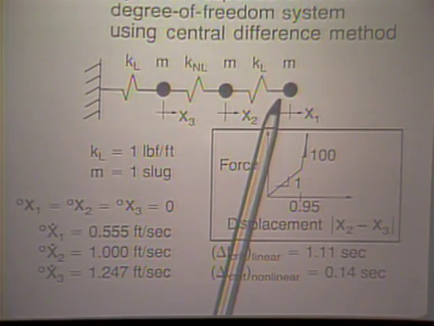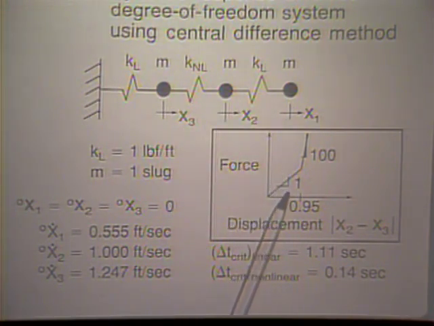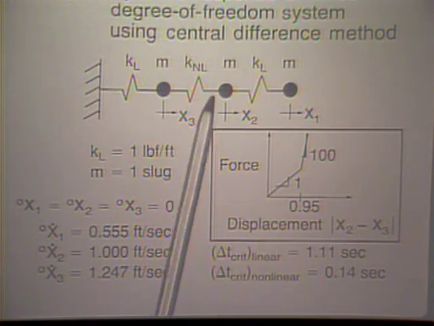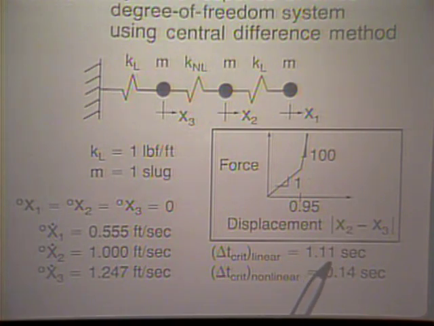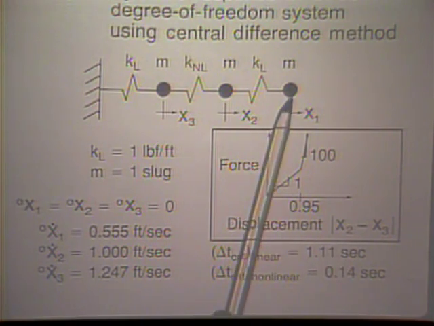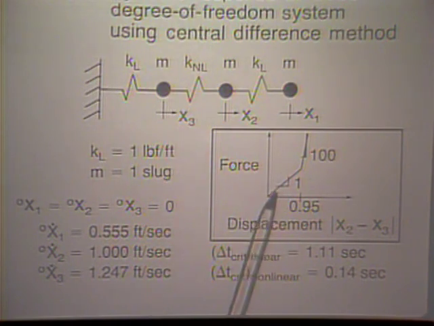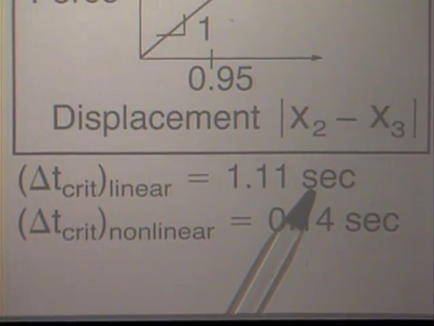Well, we can calculate a critical time step based on this spring stiffness here, the linear part, or rather this spring stiffness for small displacements. And that critical time step for this problem is given as 1.11 seconds. As long as the response of this system is such that in this nonlinear spring we would never go around this kink, we would deal with a linear system, and this would be the proper critical time step to use.